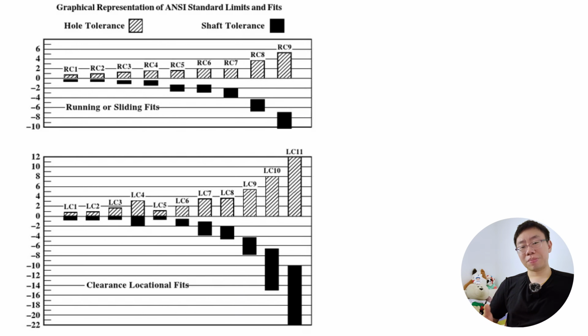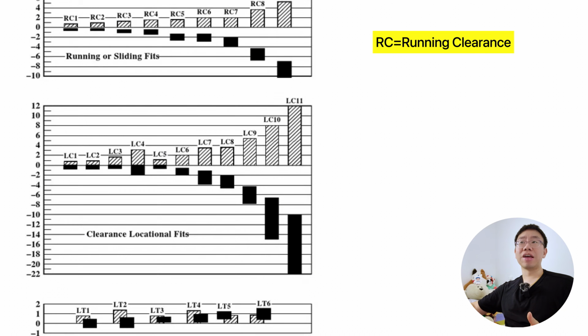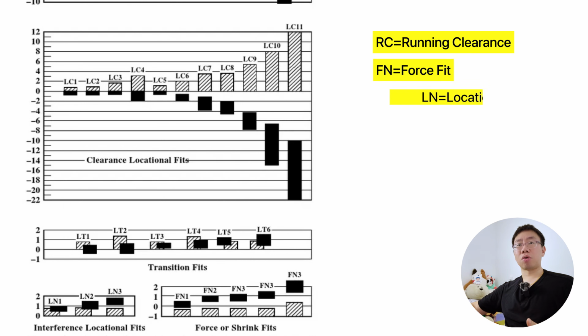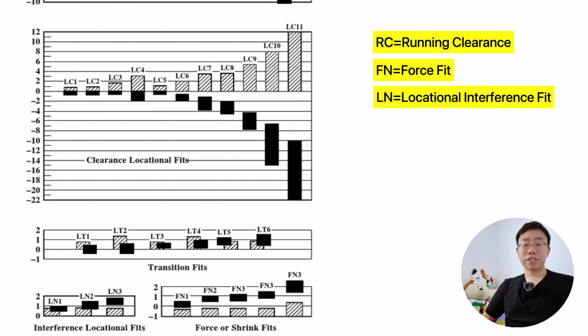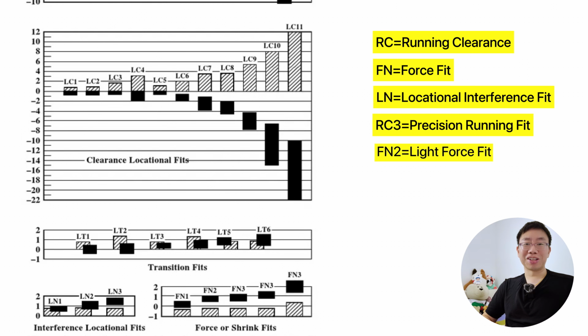Now, to make this systematic, we use standardized fit systems. The ANSI system, which is used in the US, adopts two-letter codes like RC for running clearance, FN for force fit, or LN for locational interference, followed by a number that indicates tightness. For example, RC3 is a precision running fit, and FN2 is a light force fit.